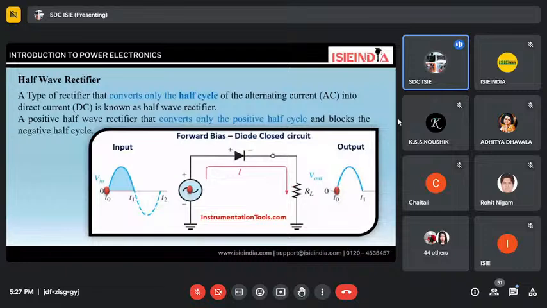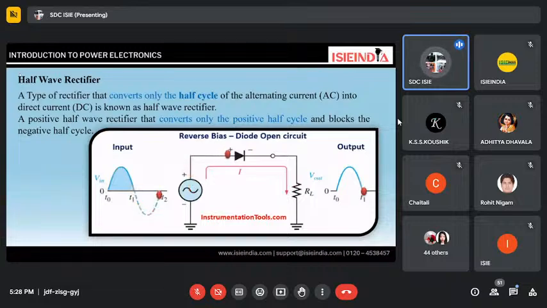So rectifiers are of two types: half wave rectifier and full wave rectifier. We can also categorize the full wave rectifier into two parts, the center tap and the H-bridge rectifier. They have different properties and different functions. First, the half wave rectifier.